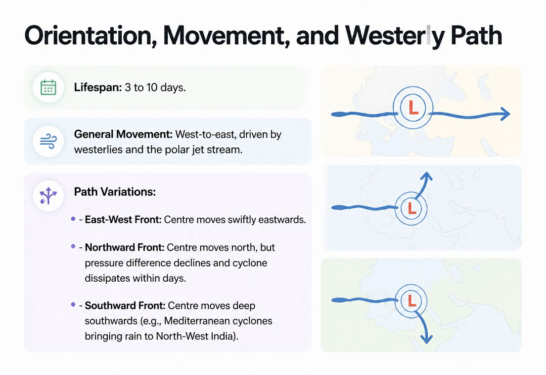If it points north, it moves north, but usually dissipates quickly as pressure differences drop. However, if the front is directed southwards, it can dip deep into regions like the Mediterranean, creating those crucial western disturbances that bring winter rains to Punjab and Haryana in India.